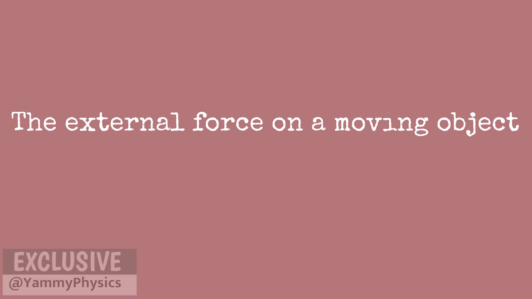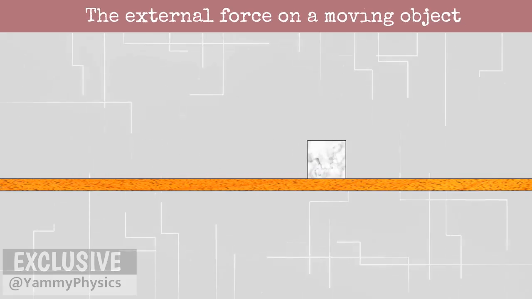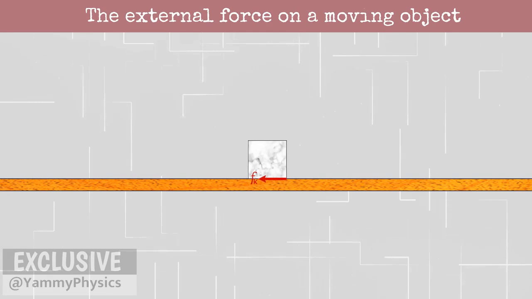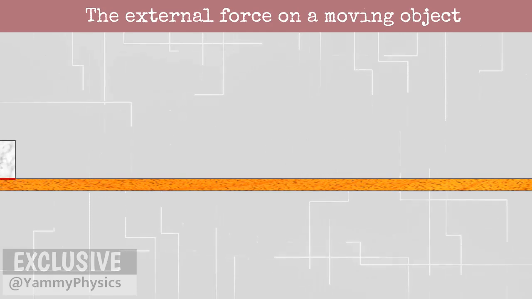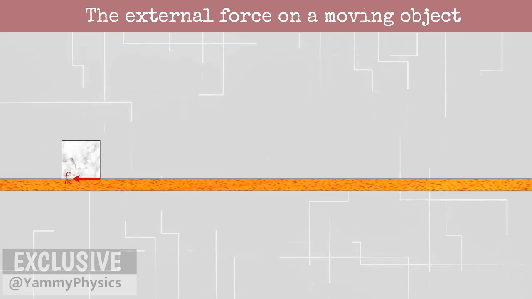Second, external forces on moving objects. The friction force is exerted by the floor surface on the block. This means that friction is an external force. External forces can cause a moving object to stop moving.